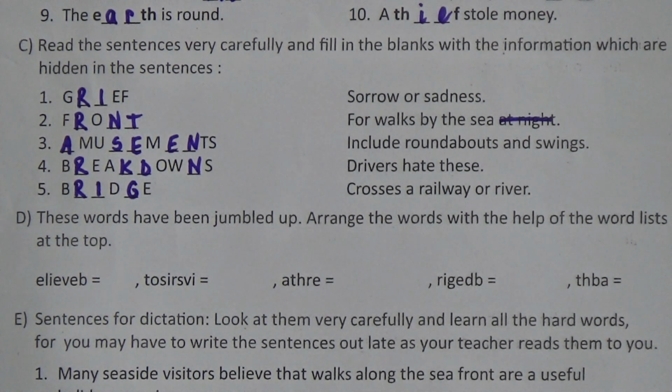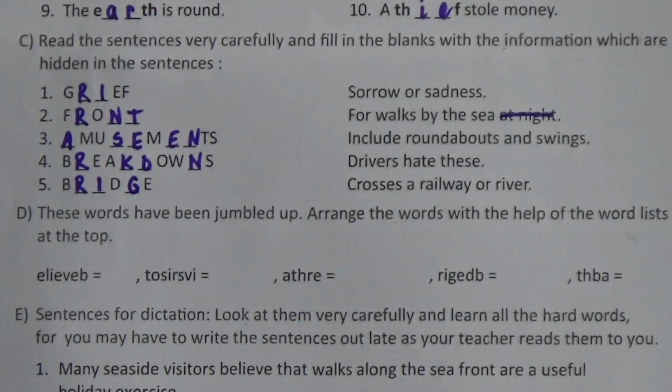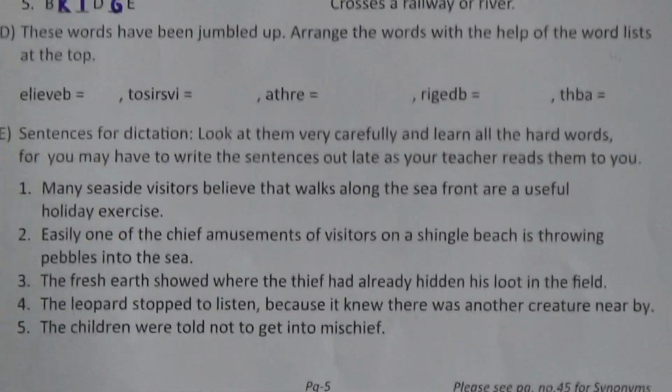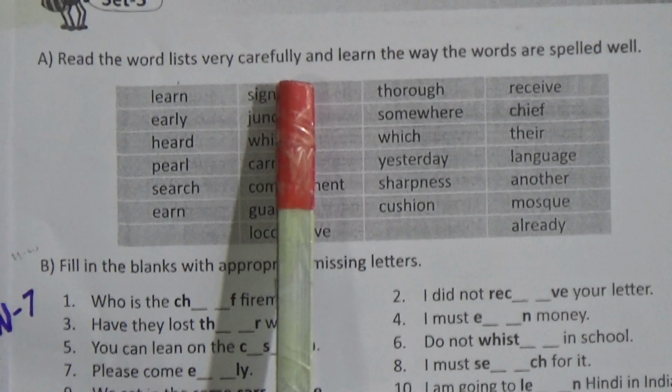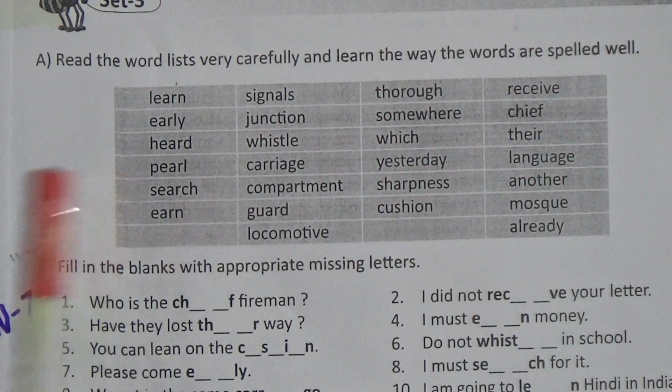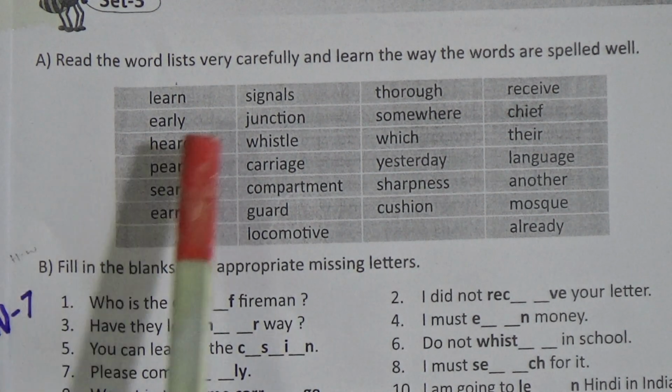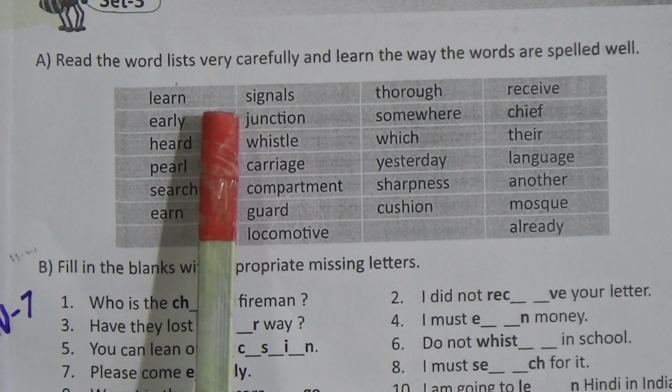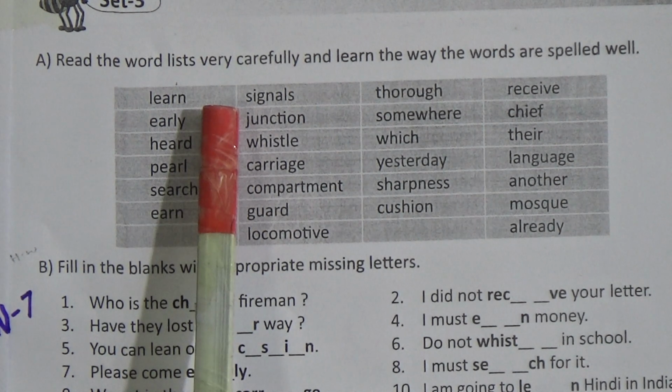Okay. So in set 1 we have learned this. Now come to set 3. In set 3 again we will do number A, and here again it is asked to read the word list very carefully and learn the way the words are spelled well. Okay, now come, we will spell. Number 1, learn. L-E-A-R-N, learn.